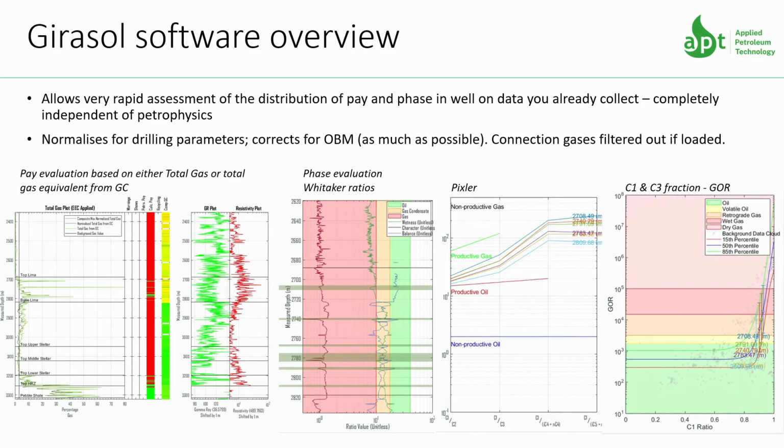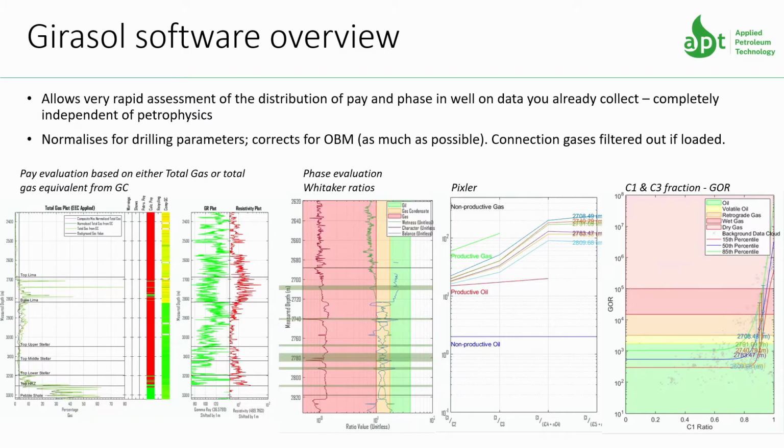So as I mentioned, the principal application is to give you a quantification of the distribution of pay within a well and the phase within that pay. You already collect the data because it's a safety requirement, and it gives you an independent view from your petrophysical evaluation. So it's a very useful method to integrate and supplement your petrophysical data. Many wells now are just drilled with logging while drilling, and that data can be of variable quality. As I mentioned, the method first normalizes the gas data to remove the influence of the drilling parameters.